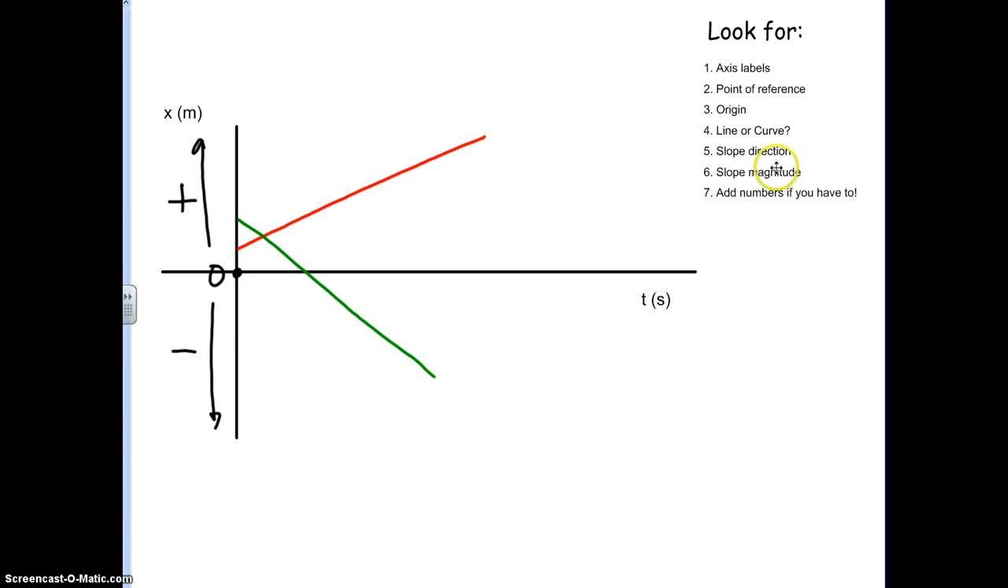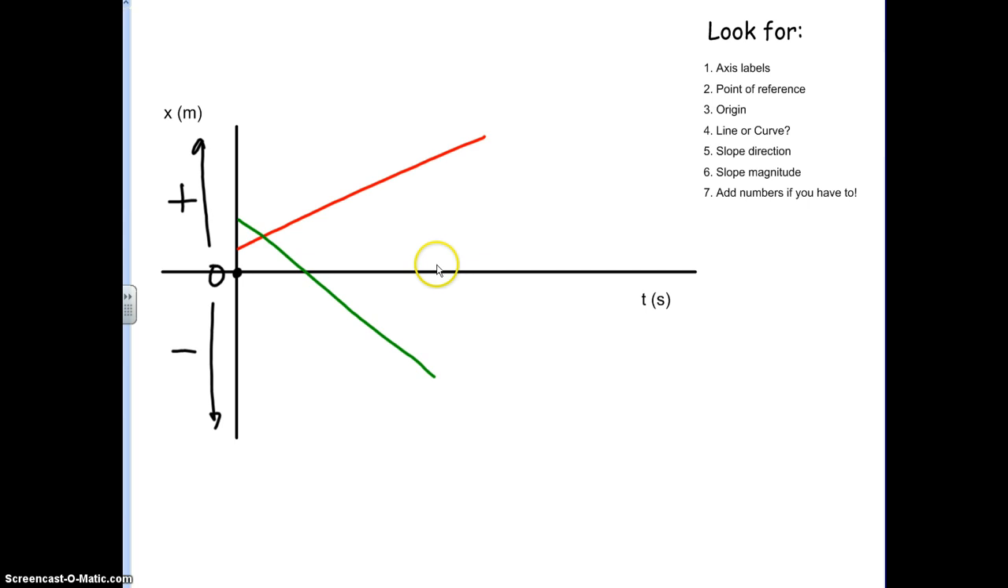These next three things we're going to talk about, slope direction, slope magnitude, and lines or curves, really have to do with the most important thing about understanding graphing, and that is when you look at a graph and you see it's a position time graph, you must remember that the slope of a position time graph tells you the velocity of the object. We mentioned that in a previous video.